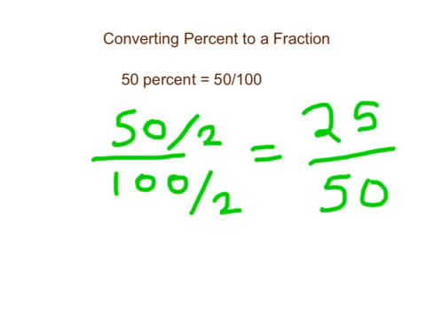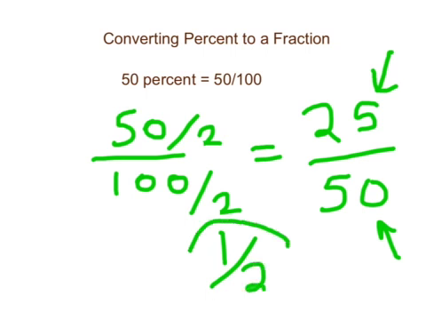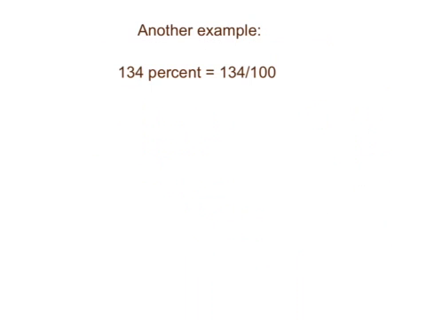We can divide 25 into the numerator and the denominator. If we divide 25 into this numerator, we get 1, and if we divide 25 into that denominator, we get 2. So the answer is 1/2 after you reduce the fraction. So when we say 50%, we're talking about a fraction of 1/2. Let's take a second example.